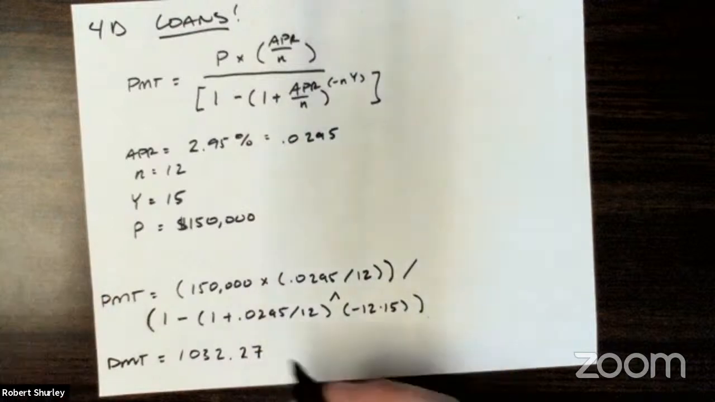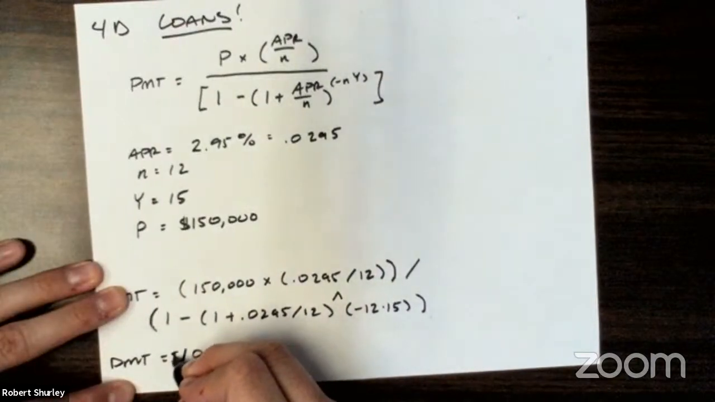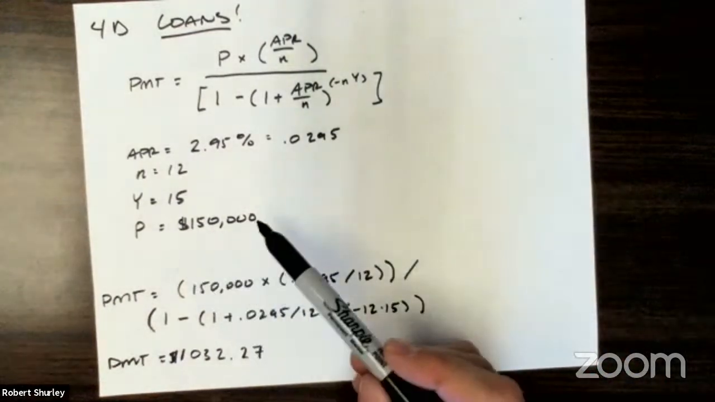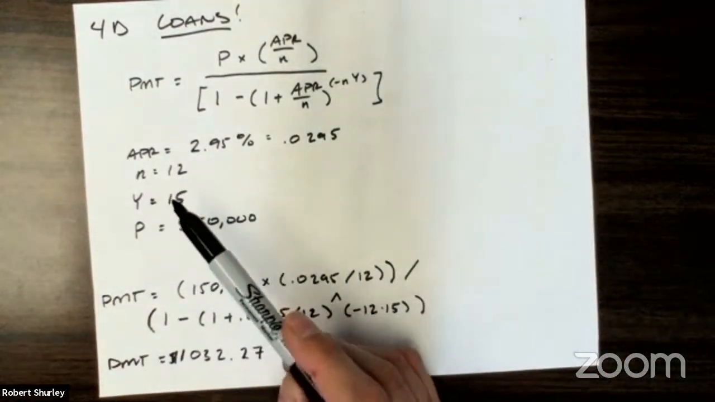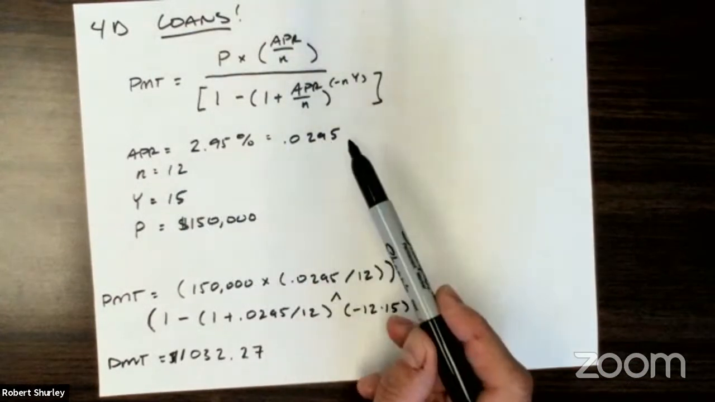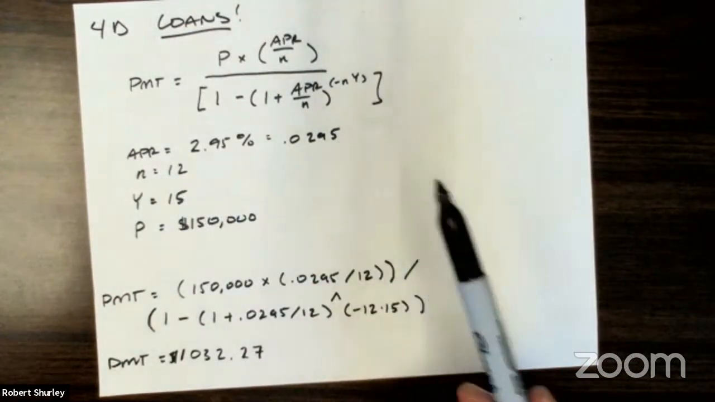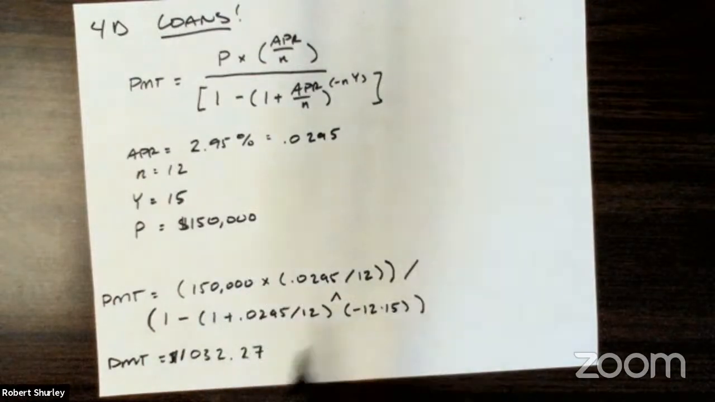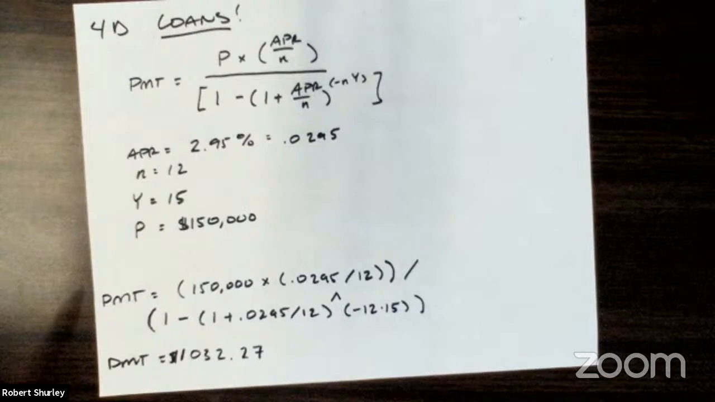$1,032.27. So if you want to pay off a $150,000 loan in 15 years, paying it off monthly at 2.95% APR, it's going to cost you $1,032.27 a month.